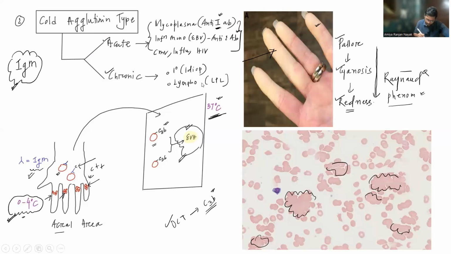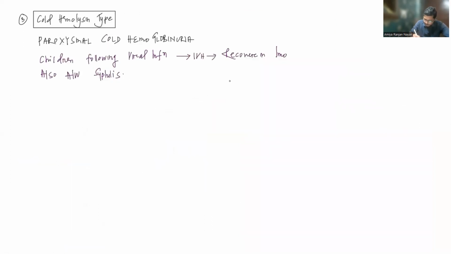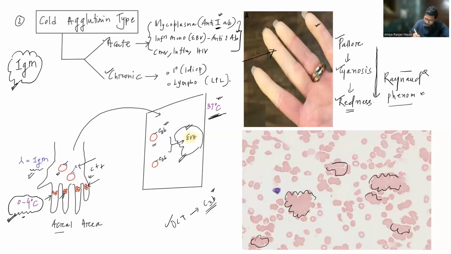Okay, so don't worry about that because we are going to discuss all those things in detail when we discuss the lymphomas. So for cold agglutinin, just remember lymphoplasmacytic lymphoma, and for warm, remember CLL. Among the acute ones, these are important: Mycoplasma, which causes anti-capital I antibody, and Epstein-Barr virus, which causes infectious mononucleosis that will produce anti-small I antibodies. Okay, and these are IgM antibodies.